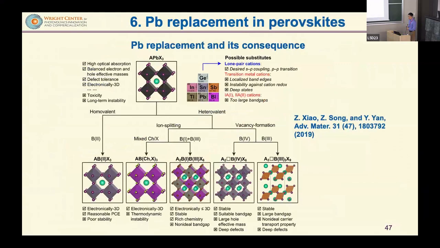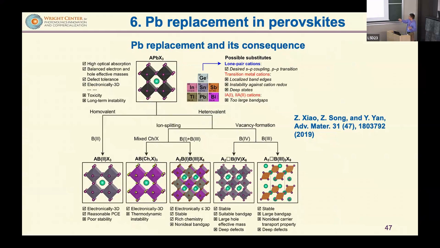There are some issues that I would like to talk a little bit about. One is the toxicity issue. Lead is toxic, and people are worried about that. So people are asking, if lead is toxic, can we replace lead? Actually, we did that study, and our conclusion is that it is difficult. Well, you can replace lead. You can form a sort of perovskite, and you have different ways to replace lead.